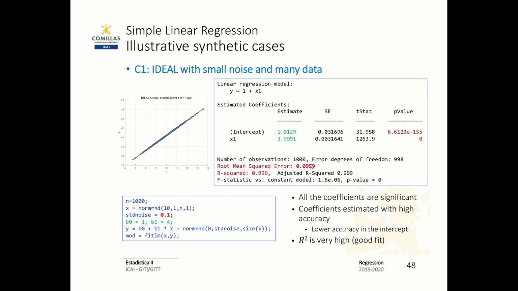And also very importantly, the root mean square error, which is a biased estimate of the standard deviation of the data, but if you have enough data, you don't notice the bias. So the root mean square error is very, very close to the true standard deviation. The true standard deviation was 0.1, here it is 0.0999. Okay, so this would be the ideal case for performing a regression where you have very small noise and quite a lot of data.